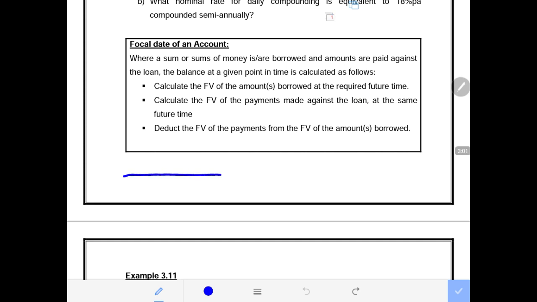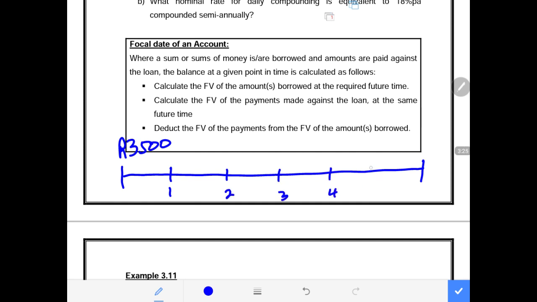Let us say we have a time period of 5 years. And let us say we borrow. On top it will be money that is borrowed, at the bottom it will be the amount that is paid. So now let us say we borrow 3,500 at the beginning of the year, then this end of the year, this is year 2, this is year 3, this is year 4, this is year 5, and this is year 6. This is a period of 6 years. Therefore the focal date in this case will be 6 years. Remember, the focal date can be any other date that is given as focal date.